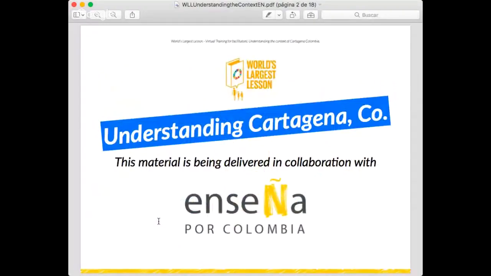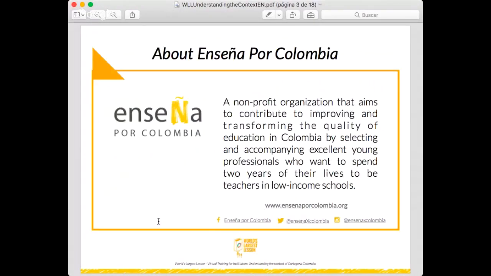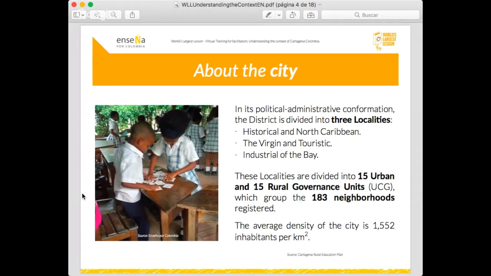As I mentioned, this information is brought to you in collaboration with Cómo Cartagena. They are part of the Teach For All network, mainly contributing to improving the quality of education in Colombia. So let's continue. About the city in general, the district is divided into three localities.